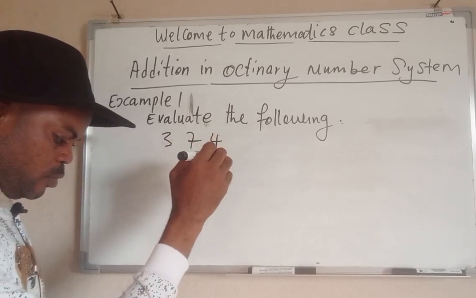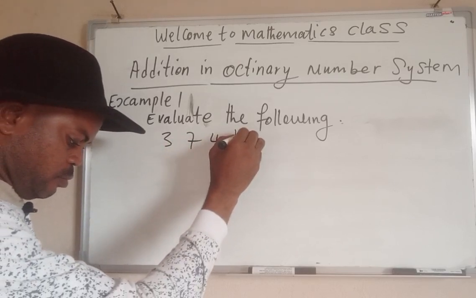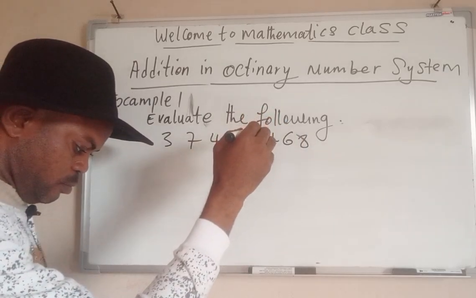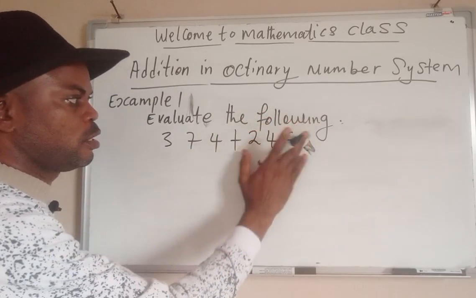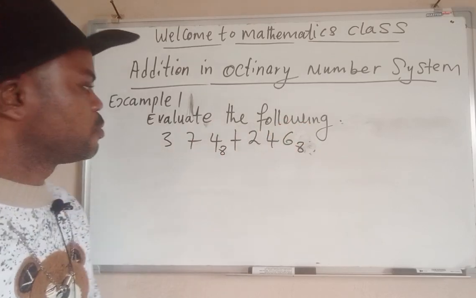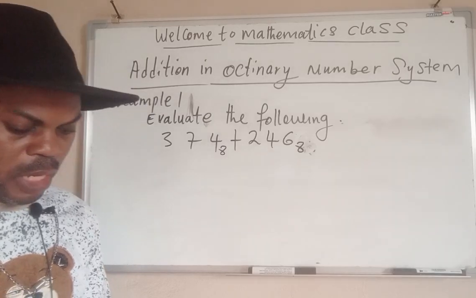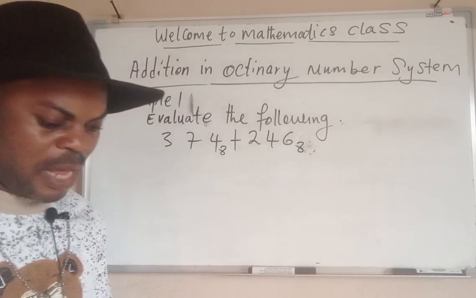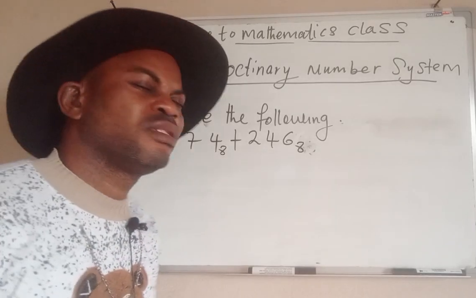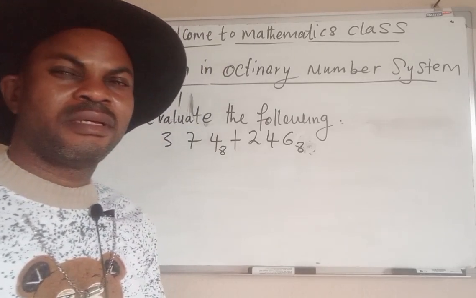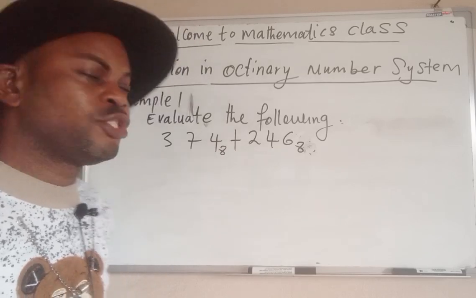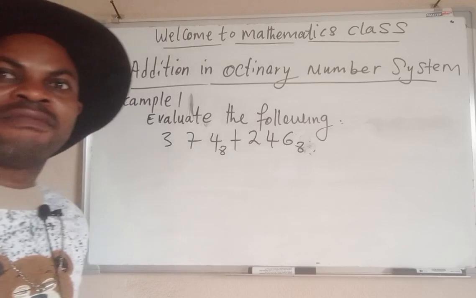So the question is, add 374 plus 246. No, not 8. 8 is the base they're dealing with. Right here, 8 is the base. So the question is, add 374 base 8 plus 246 base 8. Is it really different from binary? Different, but the same methodology can be applicable to get our answers.